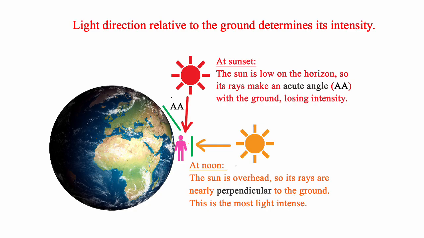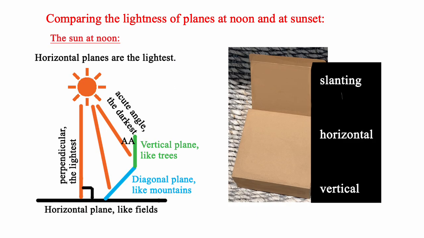I think intuitively we know that this makes sense. When sunlight is perpendicular to the surface, the light is the most intense. But at sunset, when it makes an angle of less than 90 degrees with the surface, it loses intensity. This principle is important in landscapes.